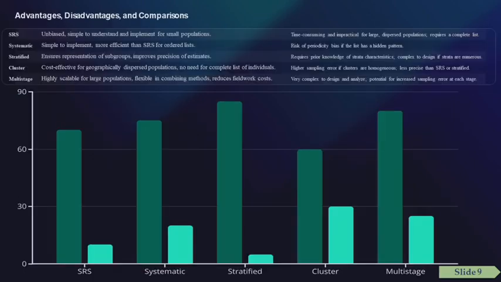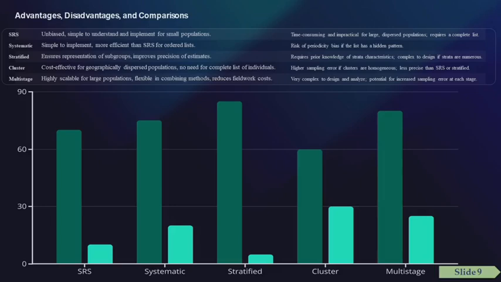Slide 9 centers on advantages, disadvantages, and comparisons between these sampling techniques. For simple random sampling, it is unbiased and simple for small populations but time-consuming for large ones needing a complete list. For systematic, it is easy for ordered lists but risks periodicity bias. Stratified, on the other hand, ensures subgroups, improves precision, but requires strata knowledge and is complex if many.